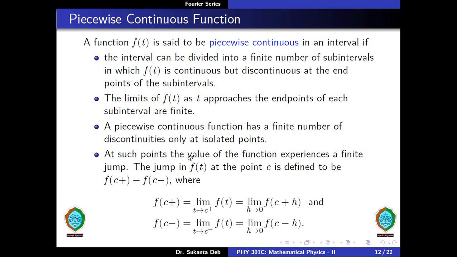So, the right hand limit f of c plus can be written as limit t tends to c plus f of t, and this is the usual definition of limit of a function. Then we can write this as limit h tends to 0 f of c plus h. And f of c minus is equal to limit t tends to c minus f of t, which is equal to limit h tends to 0 f of c minus h.